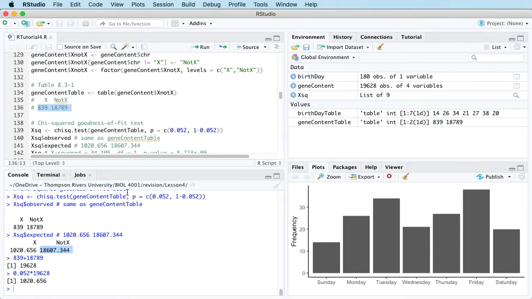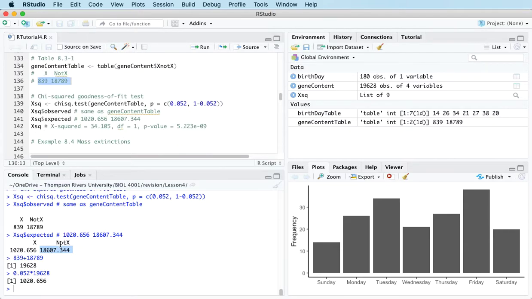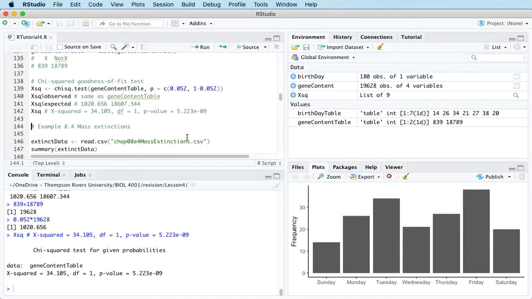Okay, and then to calculate the chi-squared test statistic, remember we're looking at the difference between observed and expected. We square that difference, we divide it by expected, and then we do the same for the other category: observed minus expected, square that difference, divide by expected, and then we add those two numbers up, and that tells us our chi-squared test statistic. So let's take a look at it. It comes to 31.105. So that's step 2, that's our test statistic.